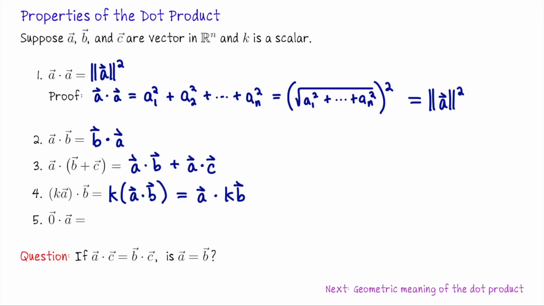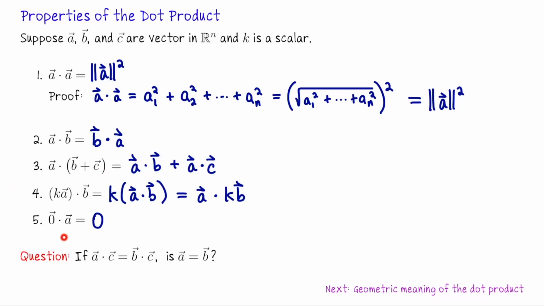And then the final property tells us that 0 dot A is always the scalar number 0. Keep in mind here the distinction between the notations. On the left, that's the vector 0, and on the right, that's the scalar 0. The result of doing a dot product is always a scalar. It's never a vector.